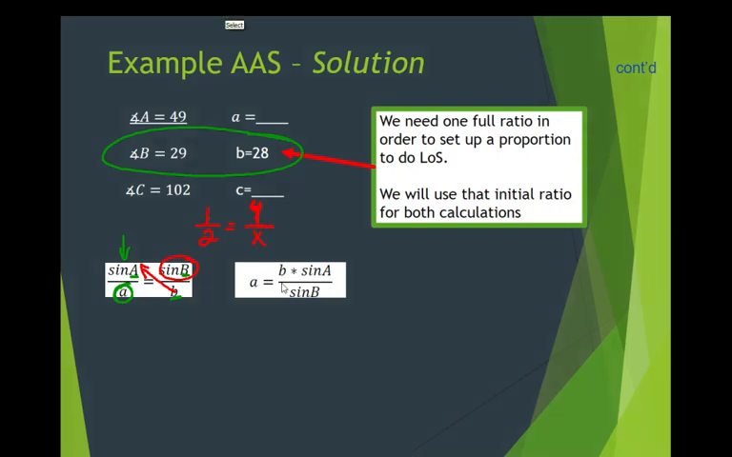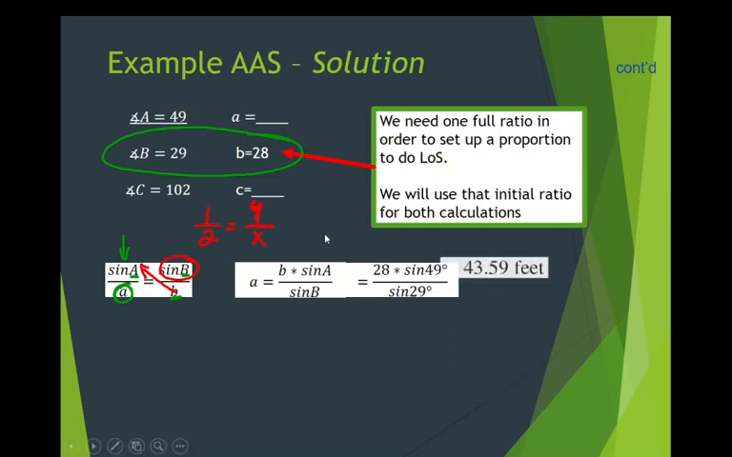So now I've got these three pieces. I plug in those values. So 28, that's side B. 49 degrees is angle A. 29 degrees is angle B. And then I plug it into my calculator. Make sure your calculator's in degrees. And I get approximately 43.59 feet. Okay? So that's side A.